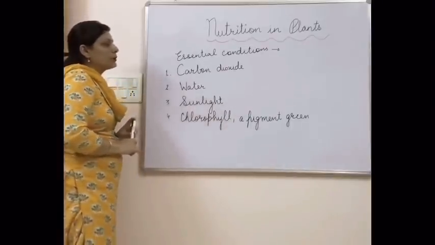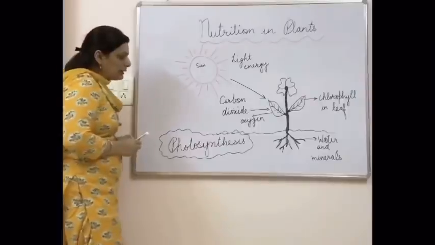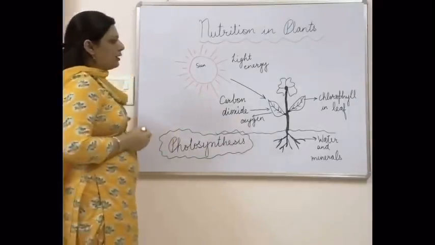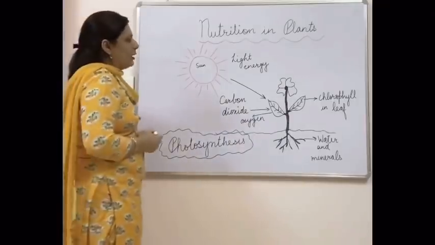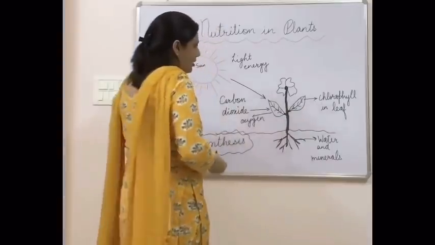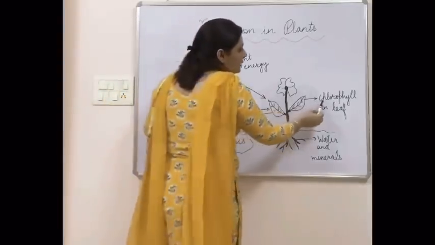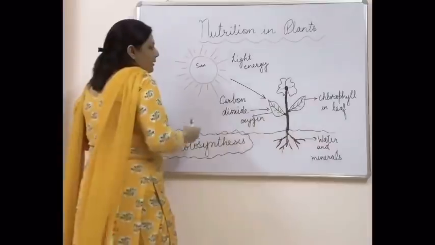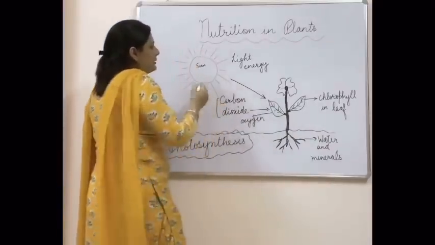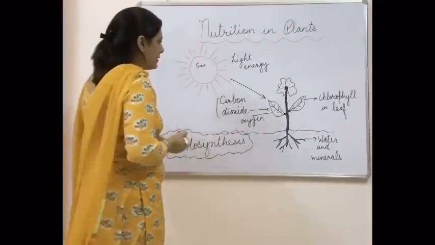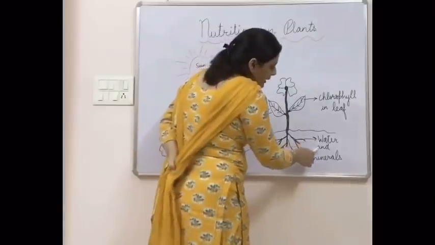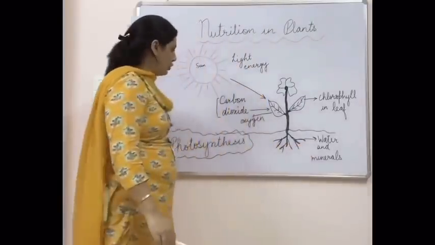So how does this process of photosynthesis occur? This is the process of photosynthesis. With the help of this diagram, you can understand it better. Here is a plant and the roots of the plant are inside the soil. In the leaf of the plant, there is chlorophyll present, and in the atmosphere we have carbon dioxide gas, and the sun is giving light energy to the plant. The roots of the plant will take water and minerals from the soil.